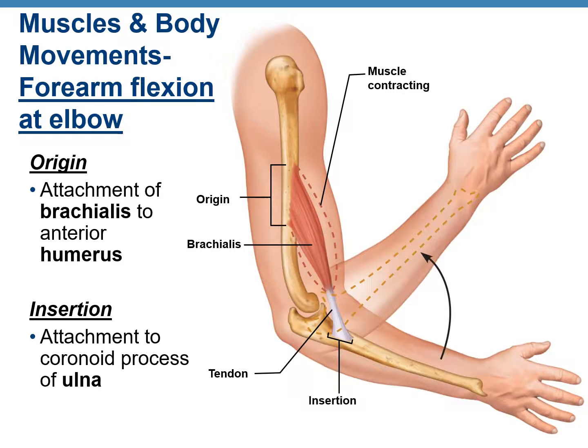Here is an example of origin and insertion from forearm flexion at the elbow. So the origin is the attachment of brachialis muscle to the anterior surface of the humerus bone, while insertion is the attachment of the brachialis to the coronoid process of ulna.